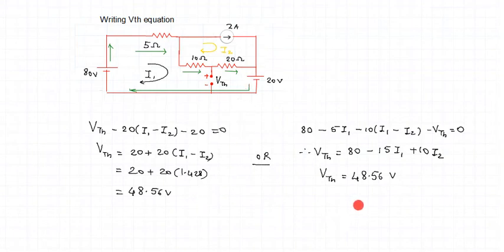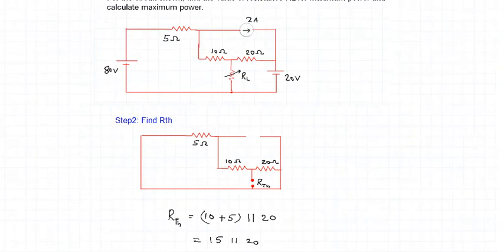Once we get VTH, as per the next step, we need to find RTH. RTH is the equivalent resistance of the entire network. How do we obtain RTH? Replace the sources by their internal resistance.